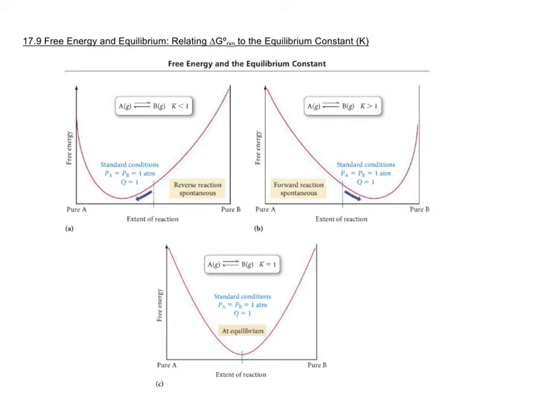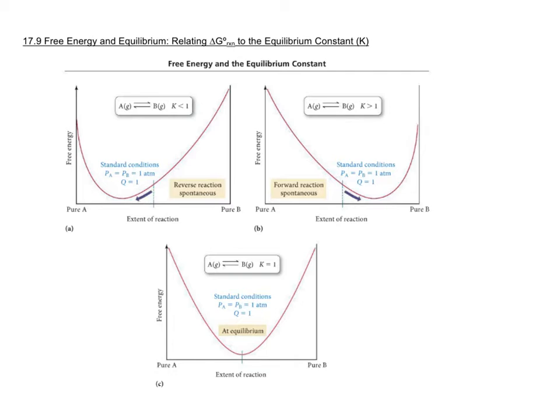If, however, A is more favored, then we're going to have a K that is less than 1 because the reaction is going to be more favored toward the left. We're going to have more reactants, and more reactants would indicate that the reactants are more energetically stable, and that would mean a delta G that is positive because that reaction is not going to go very far toward the products.